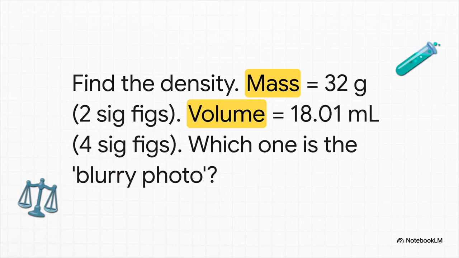Okay, let's put our blurry photo rule to the test. Let's say we want to find the density of an object. We measure its mass, and our scale gives us 32 grams. That's 2 significant figures. Then we measure its volume very carefully and get 18.01 milliliters. That one has 4 significant figures. So which one is our blurry photo? It's the mass, right? It's the less precise measurement.